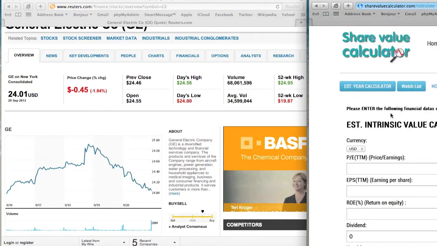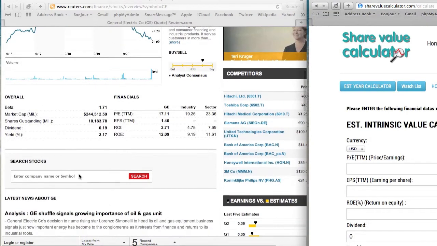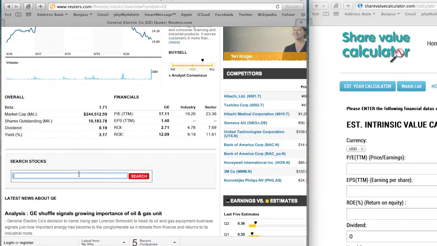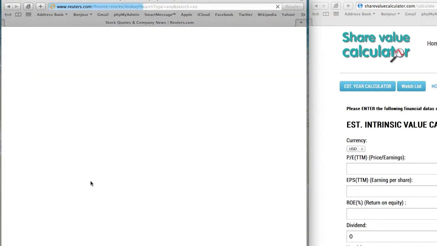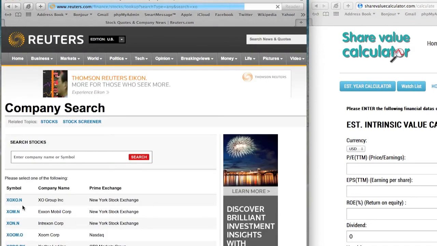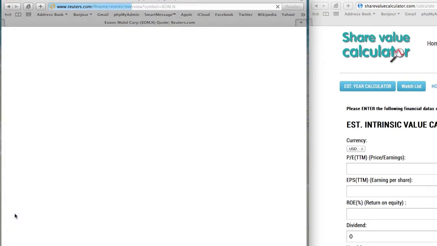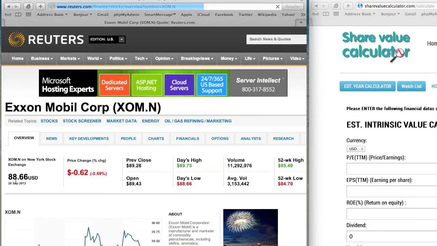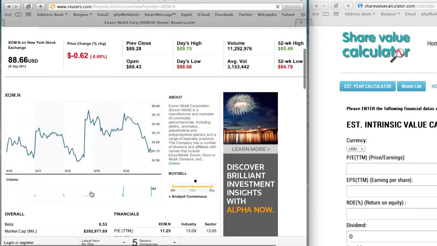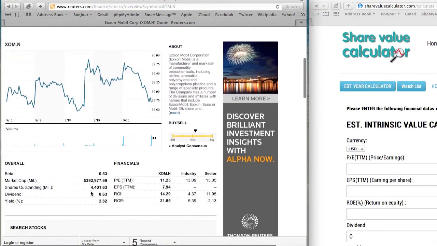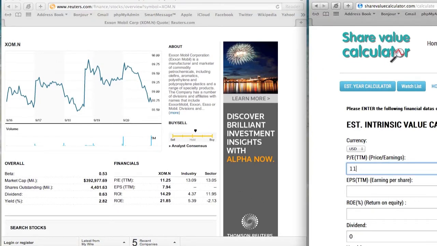Let's check for another well-known stock price such as ExxonMobil. Today's current market price of this company is $88.66. Our goal is to calculate if the intrinsic value of ExxonMobil is higher or not. We will enter the financial data and let Share Value Calculator calculate the intrinsic value of this company.